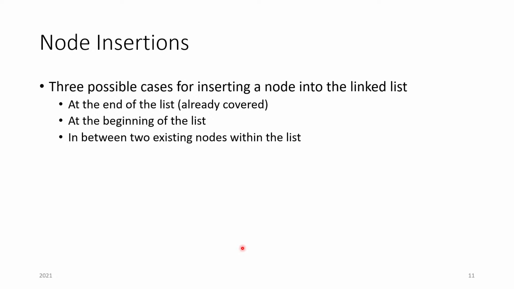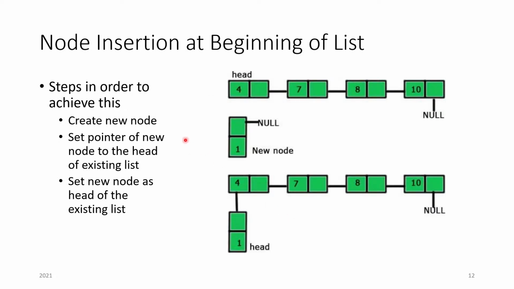In inserting nodes into our linked lists, there are three cases that we have to pay attention to. The first case was where we added a node to the end of the list using our add node function. But the other two cases would be where we need to add it at either the beginning of the list or between two existing nodes within the list. So let's see how we go about doing this for each one of them.